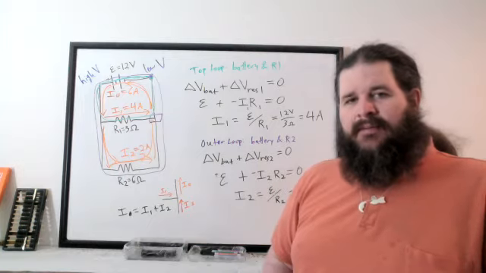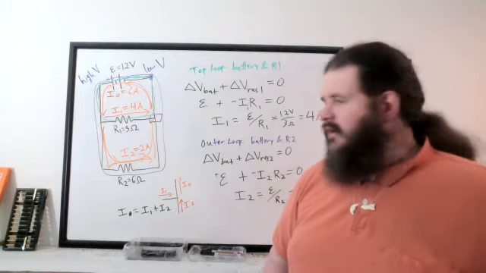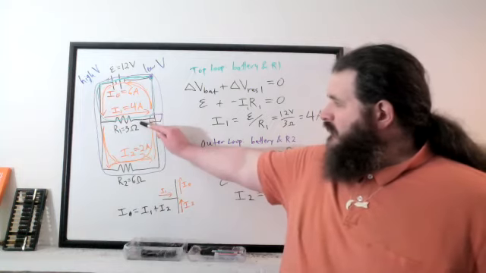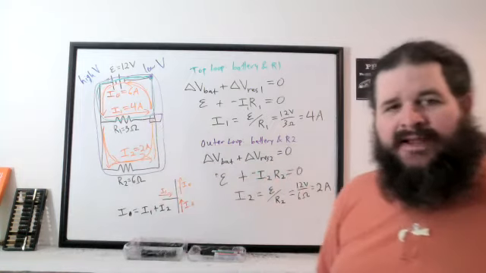So the current splits up. Another very important question here, though, how much voltage is resistor 1 getting and how much voltage is resistor 2 getting?